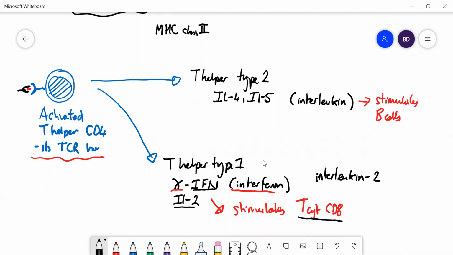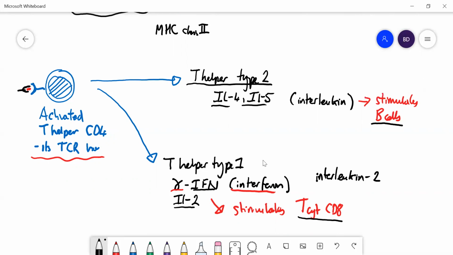The other kind of T helper cell, these ones up here, type 2 ones, well, they produce different interleukins, interleukin 4 and 5, and these affect different cells. These affect the B cells. They stimulate B cells, and we'll talk about B cells in the next video, but B cells are involved in producing antibodies. So that is the role of T helper cells.